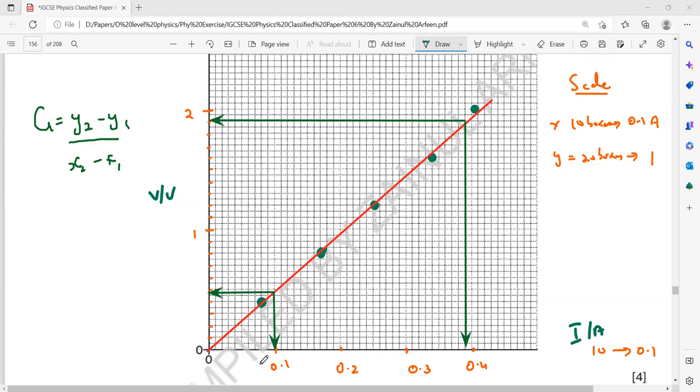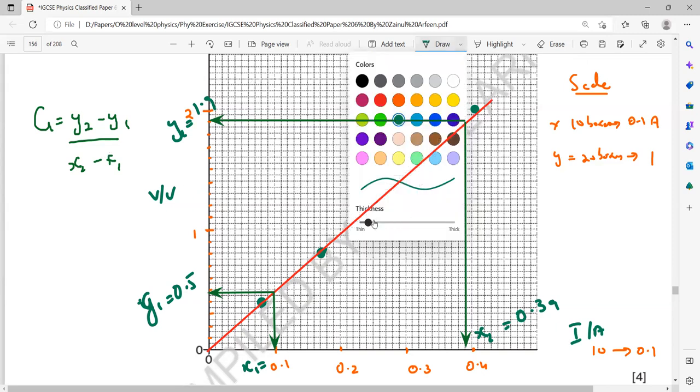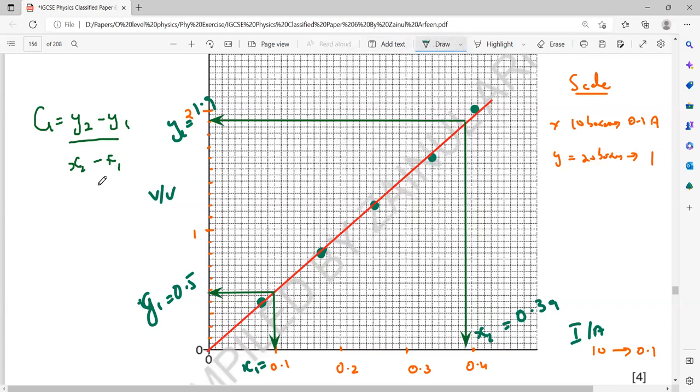So this will be x1, this will be y1. X1 is 0.1. This is 0.1, 2, 3, 4. Example 0.5. This one is 0.3. X2 is 0.39, and y2 is equal to 1.9. So we have to use the formula for the gradient, which is y2 minus y1 over x2 minus x1. So we just substitute the values.